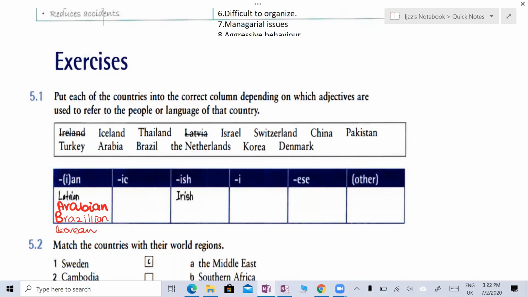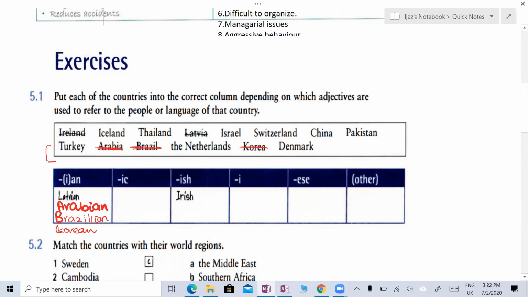Now we will look for the countries which fall in the second category. Mohammed says, oh, there is no... Mohammed, are you taking it from the list or are you just giving from your mind? We are not taking from our mind. We need to complete the list which is given above. You can choose from these countries. And once you choose, you can cross it out. Like Latvian, we have Arabian, we will cross these countries.